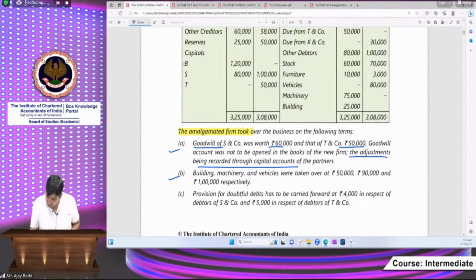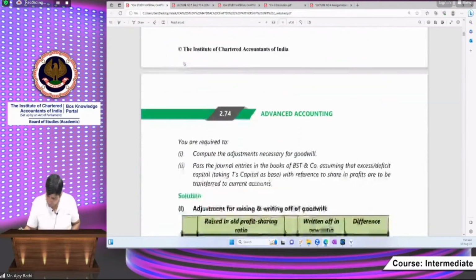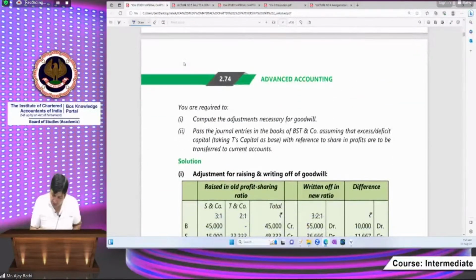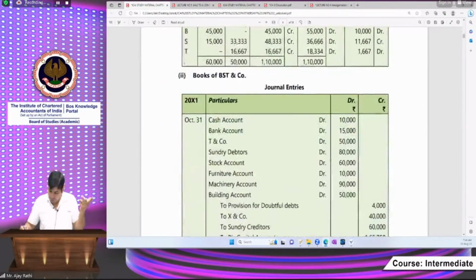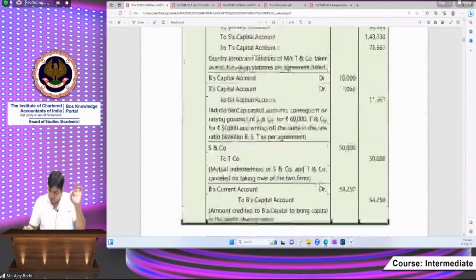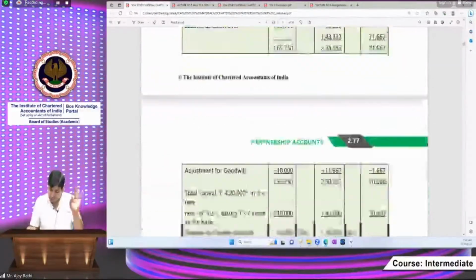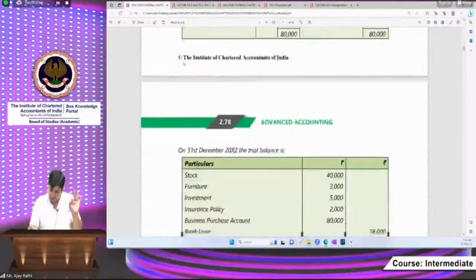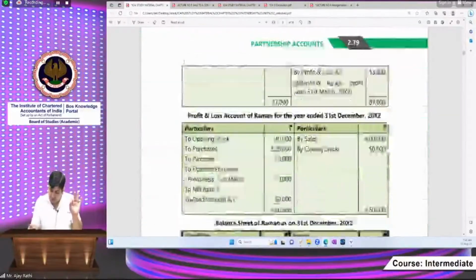Same question is there. Building, plant and machinery revaluation has been given. Provision for doubtful debts has been given. We solved this in the last class. What is the question asking? Compute the adjustment necessary for goodwill. Pass the journal entries in the books of the new partnership firm, assuming T is the capital base. Based on T, you have to make the proportionate capital. I think we discussed this in the last class. So I am moving to the next illustration, just to show you that you have very easy questions in your study material. Beta, illustration number 3. Please come to illustration number 3 first.